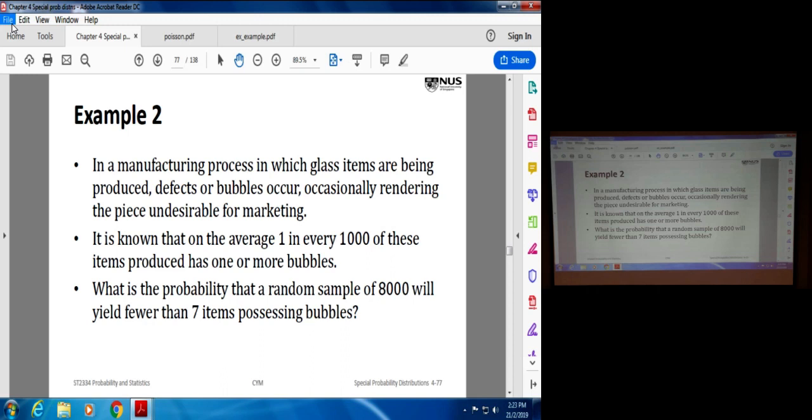Okay. So we have a manufacturing process, and we have glass items being produced. Defects or bubbles occur occasionally, rendering the piece undesirable for marketing. So if you have a defect, you can't sell it. You know that on average, 1 in every 1,000 has a defect. We're asked the following: you take 8,000 of these products, and we want the chance that 7 or less have this defect. I think defect is probably the easiest thing to interpret.